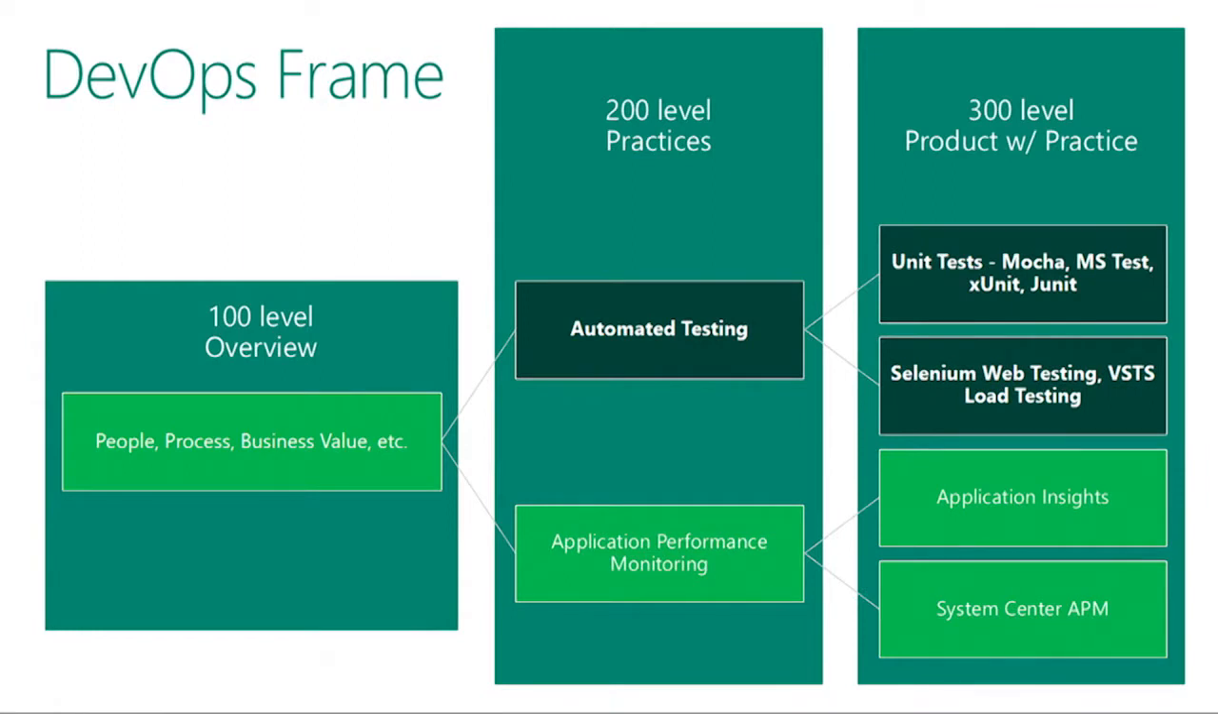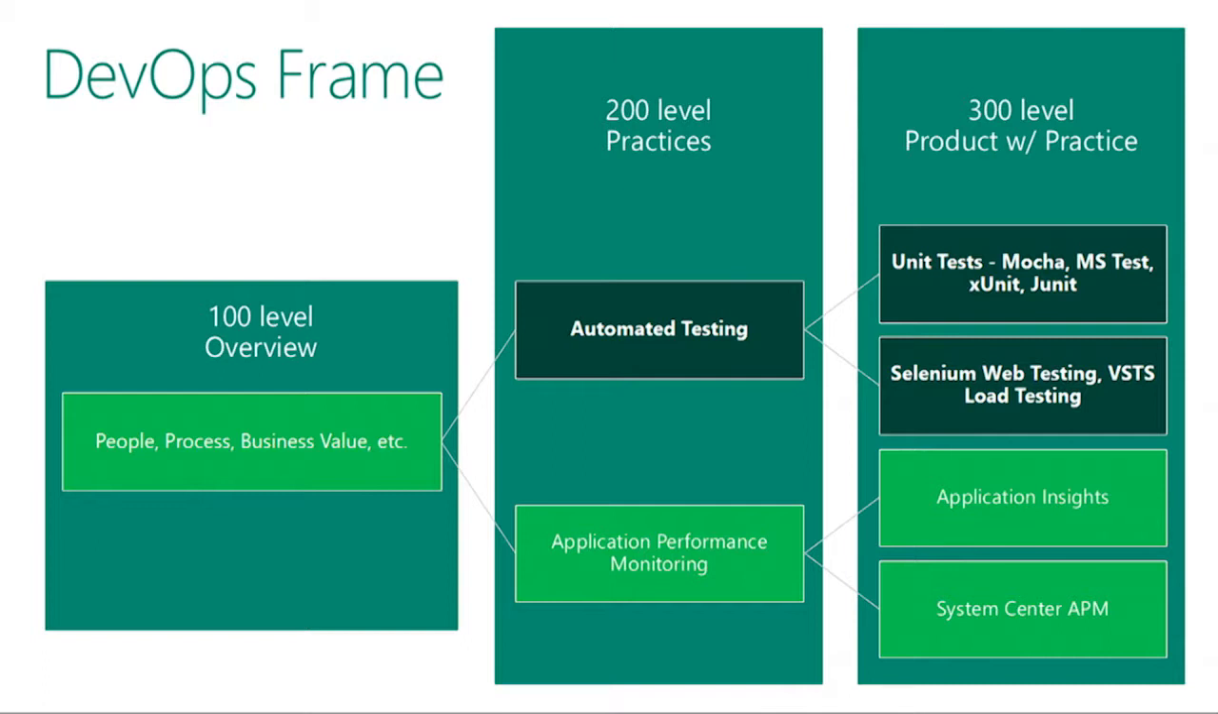Okay, so how does application performance monitoring fit, and what does that mean? Application performance monitoring and availability monitoring can be included as what we're calling DevOps practices. And that helps to bridge the gap in terms of how you can think about which type of technologies are involved for any particular thing.